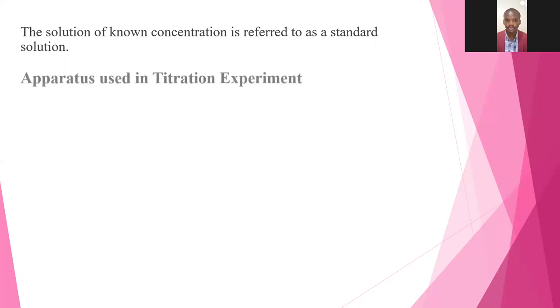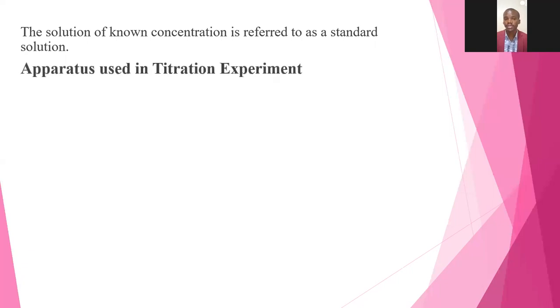The apparatus to be used in titration: we can use the pipette, we will use the burette, and we will use the conical flask.